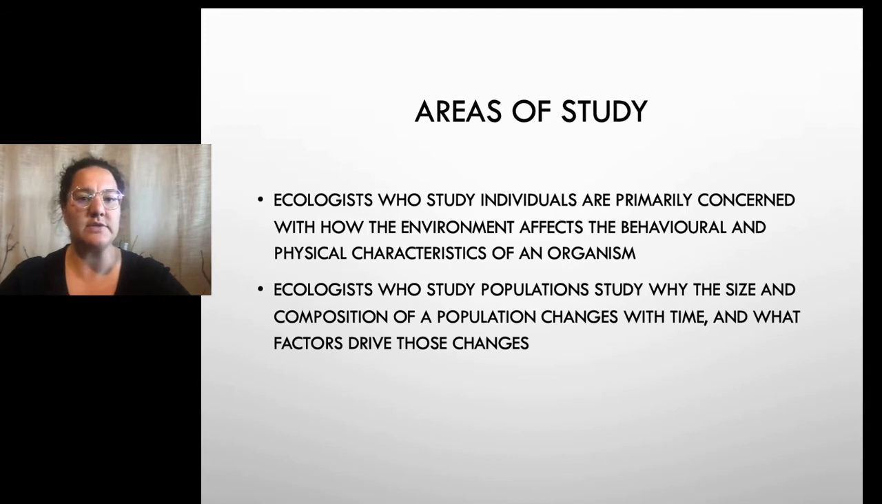So, ecologists who study individuals are primarily concerned with how the environment affects the behavior and physical characteristics of an organism. So, we're looking at how that environment affects maybe one organism, if there's a fire, if there's a drought, or if there's a plague. Ecologists who study populations study why the size and composition of a population changes with time. So we might look at the herd of caribou within Banff National Park or Jasper National Park and what factors are going to drive those changes, whether it's predation, whether it's human interactions, or whether it's the weather.